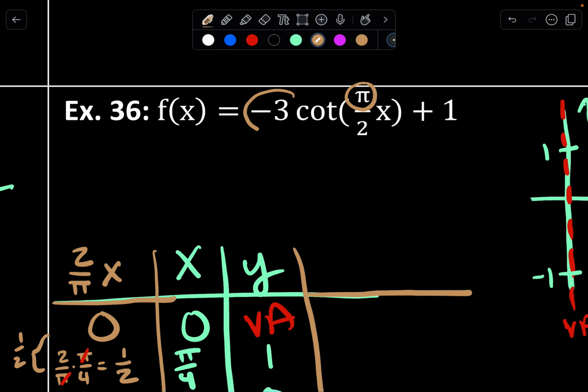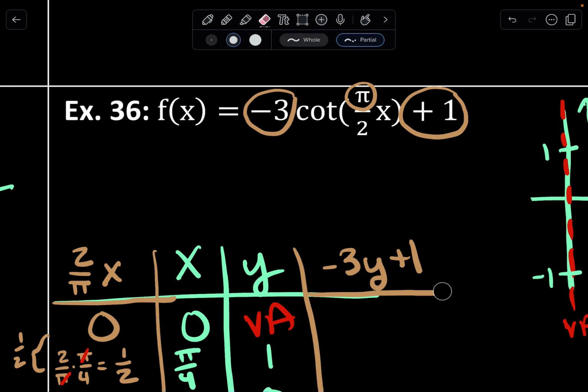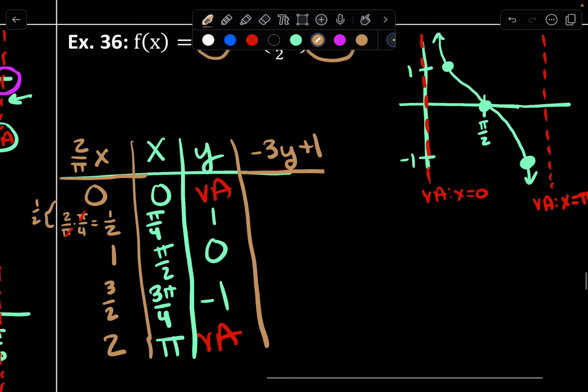So we have -3 and +1. So we'll do -3 times y plus 1. All right, so those two vertical asymptotes are not changing. We did change them side to side, but vertically they will never change. And then the 1, we plug in 1. We get -3 times 1, which is -3. Add 1, we get -2. Plug in 0, we get 1. Plug in -1, we get 3 plus 1, which is 4.